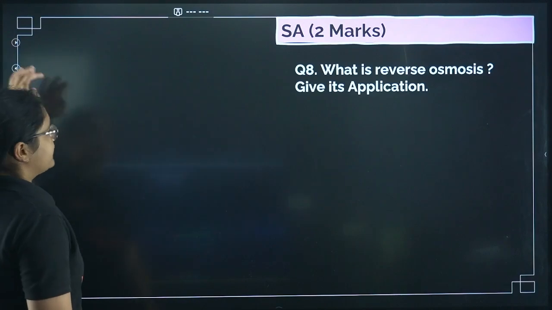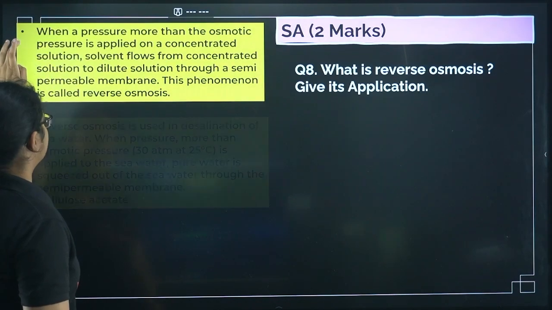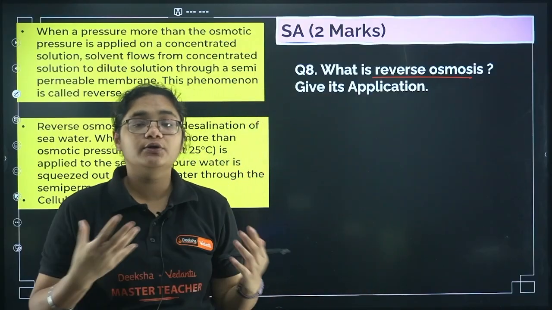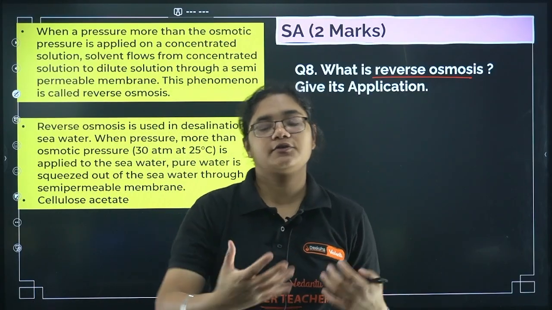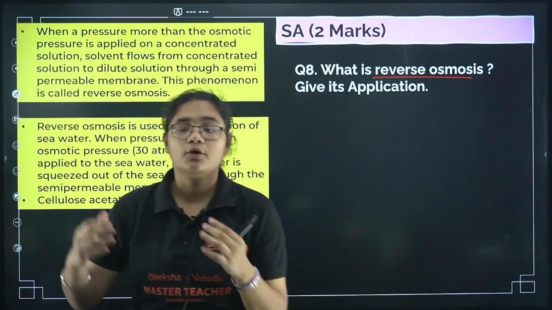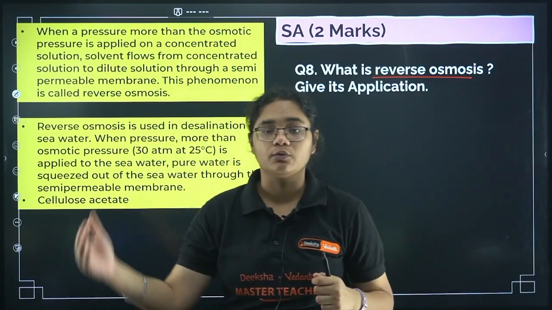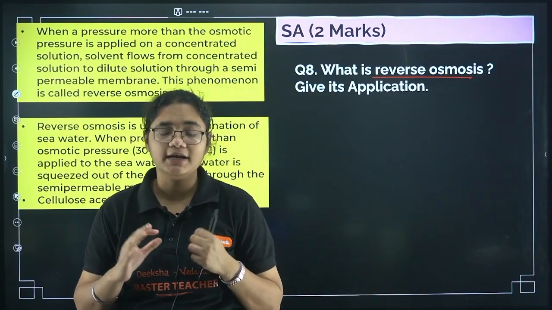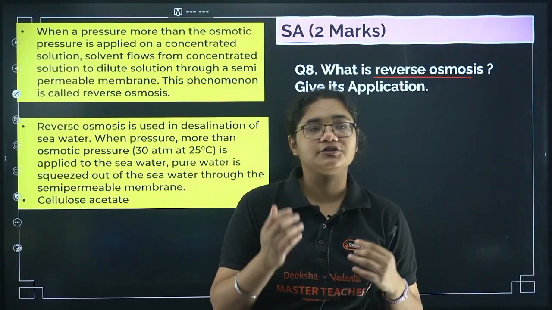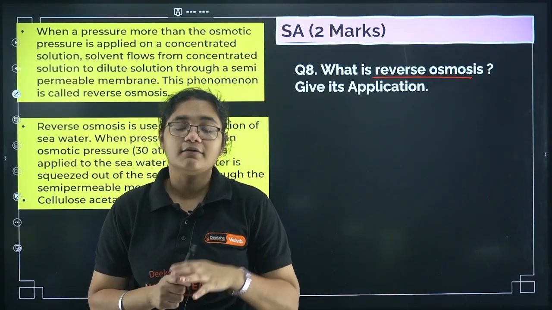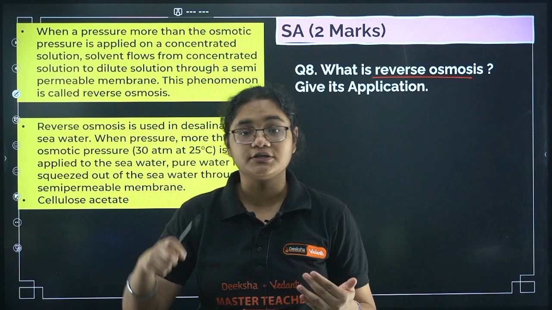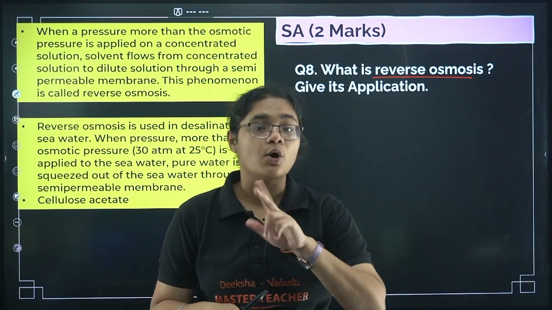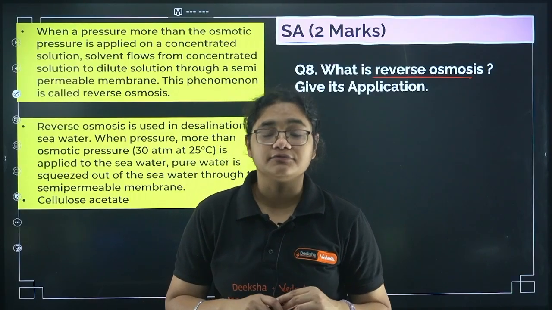Next, what is reverse osmosis and give its application. First of all, you have to explain what is reverse osmosis. We know what osmosis is. The opposite of that will be reverse osmosis. Osmosis means when the solvent particles flow from a lower concentration to a higher concentration solution through a semi-permeable membrane. To stop this osmosis, we apply a pressure called osmotic pressure. Now, when you apply pressure more than osmotic pressure, the solvent particles start moving from the lower concentration side to the higher concentration side in the opposite direction. So that is called reverse osmosis.